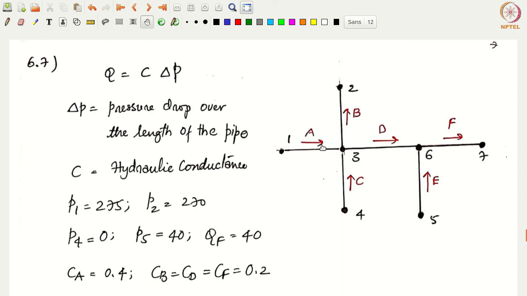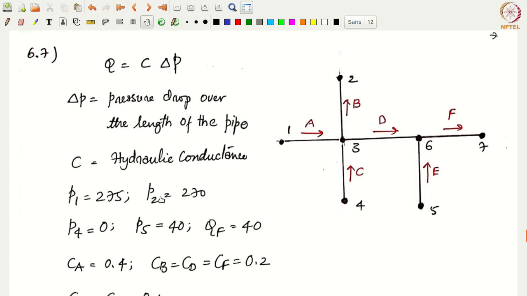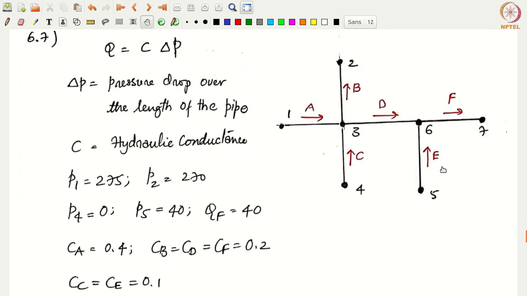They are also the locations where the velocities are stored. So for example, the velocity is stored at A, B, all the way to F. Now a few pressure values are given, that is P1, P2, P4, P5 are given. So all these things are given. P3, P6 and P7 are not given, and the flow rate through F is also given.